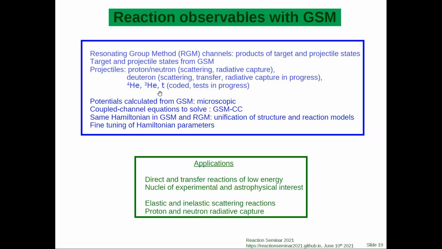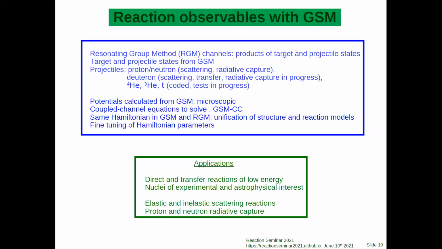In principle, we can consider projectiles of helium-4, triton, helium-3, but tests are in progress because the calculations are more difficult from a practical point of view with many-body clusters, even though the method is coded and we can do calculations, but it demands testing because it's more difficult than with proton and neutron in practice. Applications concern direct and transfer reactions of low energy of astrophysical interest. And we considered elastic and inelastic scattering reactions, as well as proton and neutron radiative capture.